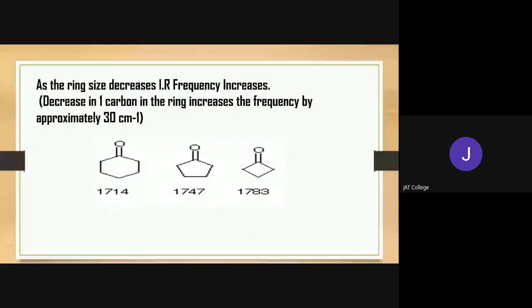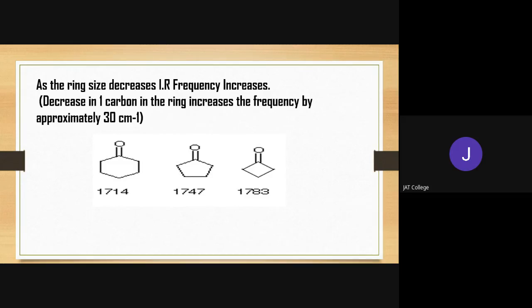So look here on your screen. This is cyclohexanone having IR stretching frequency for the carbonyl 1714. But as one carbon decreases, it increases by 33 units, 1747. Then again, when we decrease one carbon, what will happen? Again, IR stretching frequency increases. So approximately it is increased by 30 centimeter inverse. You just have to remember that as one carbon in the ring decreases, IR stretching frequency increases.